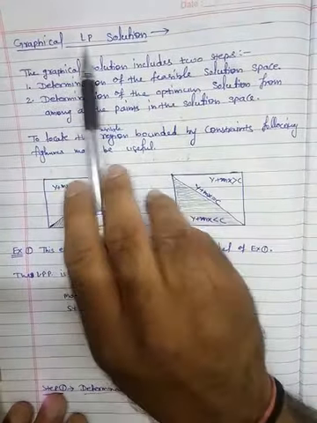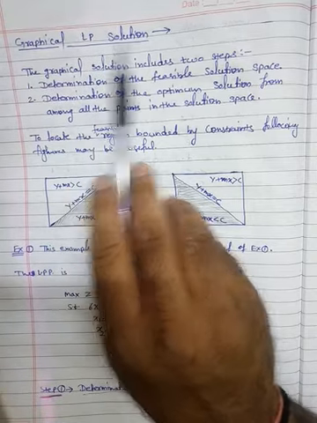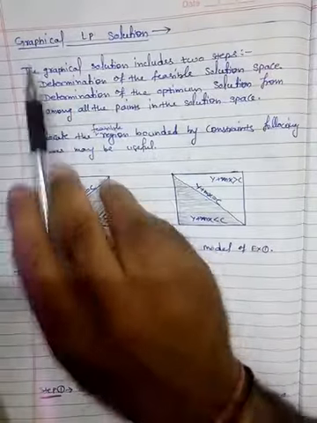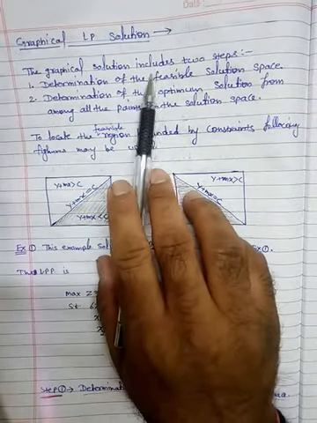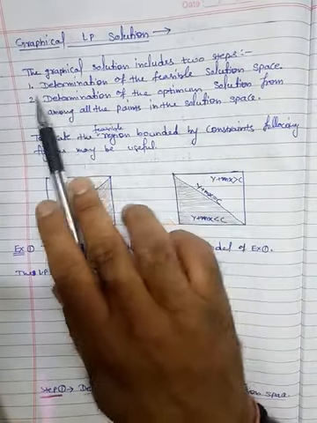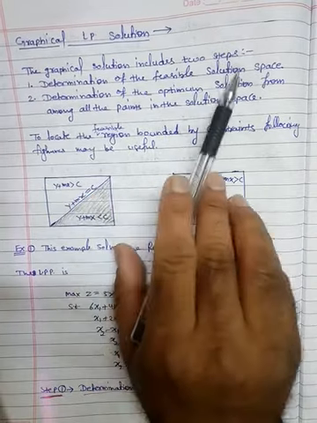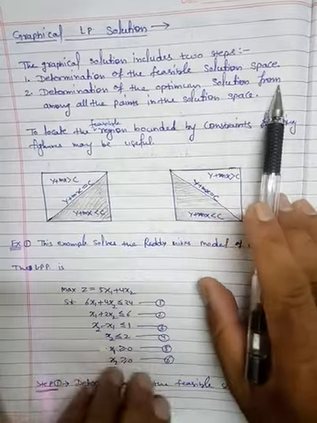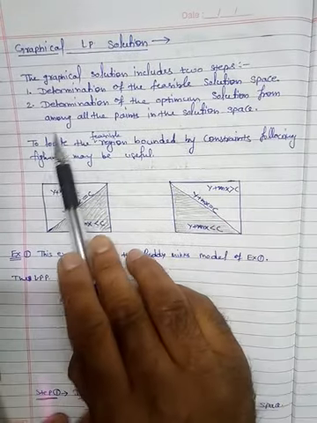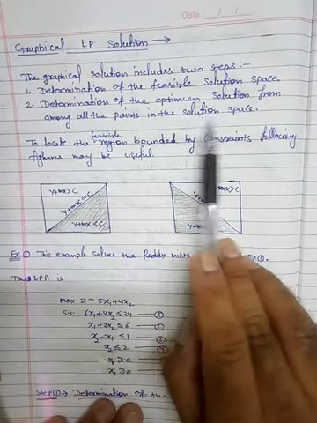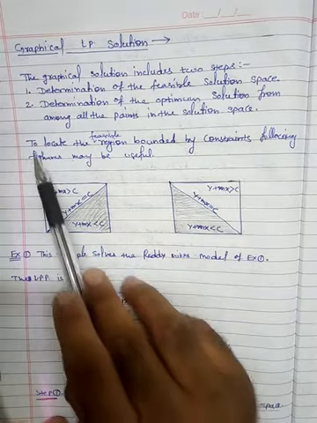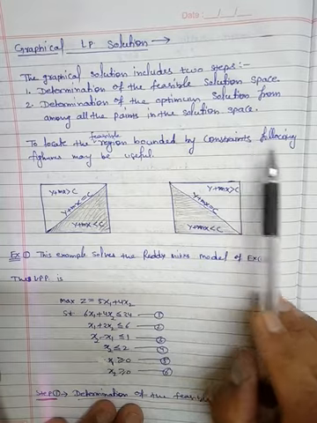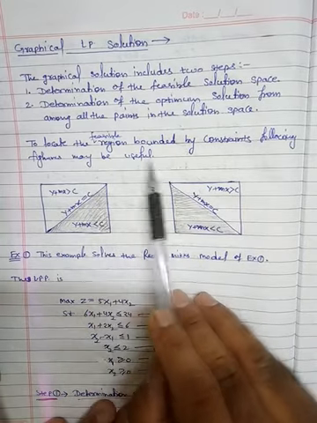Now, the graphical LP solution, LPP solution, linear programming problem solution. Okay, the graphical solution includes 2 steps. First, determination of the feasible solution space, and the second is determination of the optimum solution from among all the points in the solution space. Okay, now to locate the feasible region bounded by any constraint, the following figures may be useful.